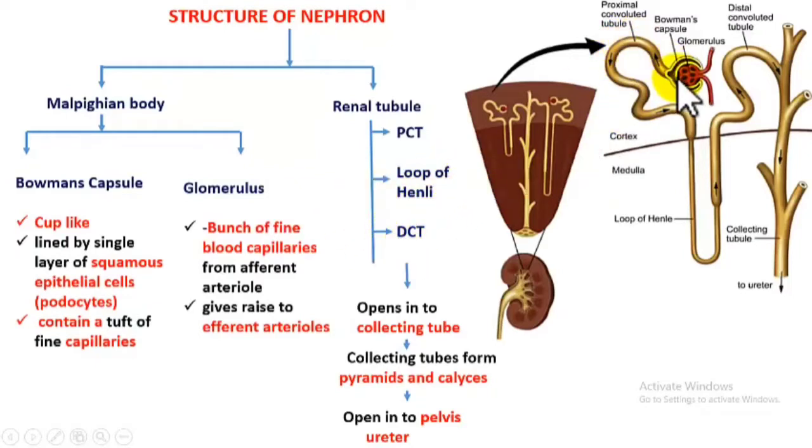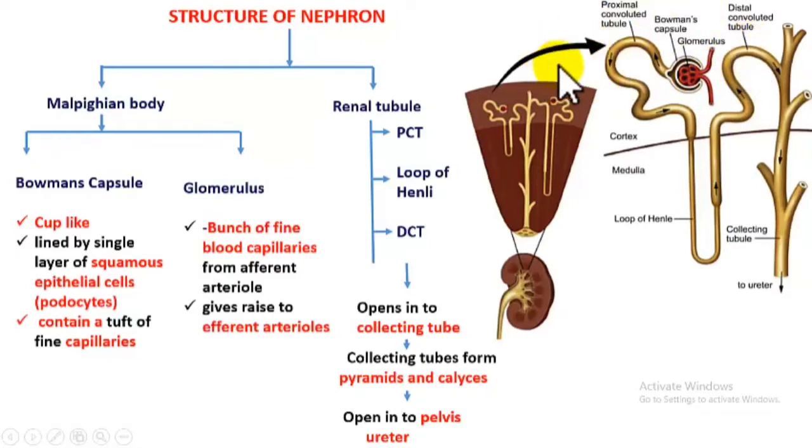PCT is the convoluted tube near to Bowman's cup, and loop of Henle is the loop that is going into the medulla. See here, the loop is going into the medulla. So the tubular loop that is going into the medulla is Henle's loop, and then the convoluted tube that is away from the Bowman's cup is the distal convoluted tubule.